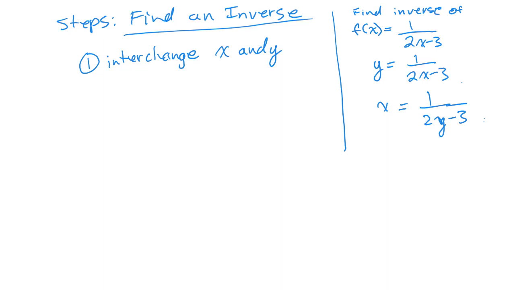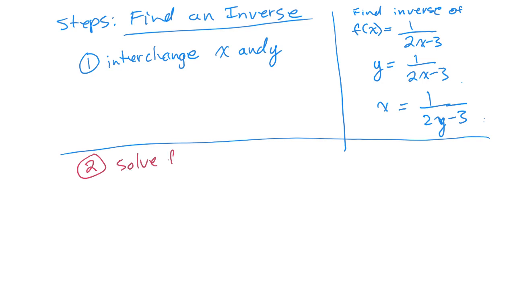Okay, so now we've done step 1. We've interchanged x and y. Stage 2, I'm going to put this in purple. Stage 2 is you solve for y. So you're just going to solve for y based on that equation that we had. So I'm just going to continue here.